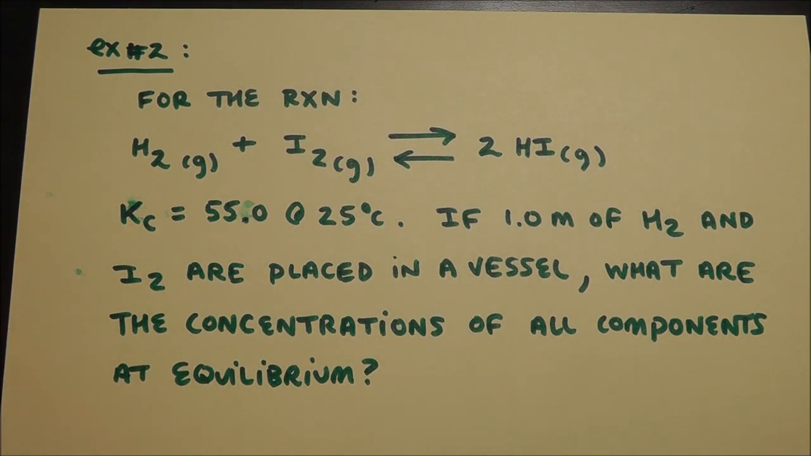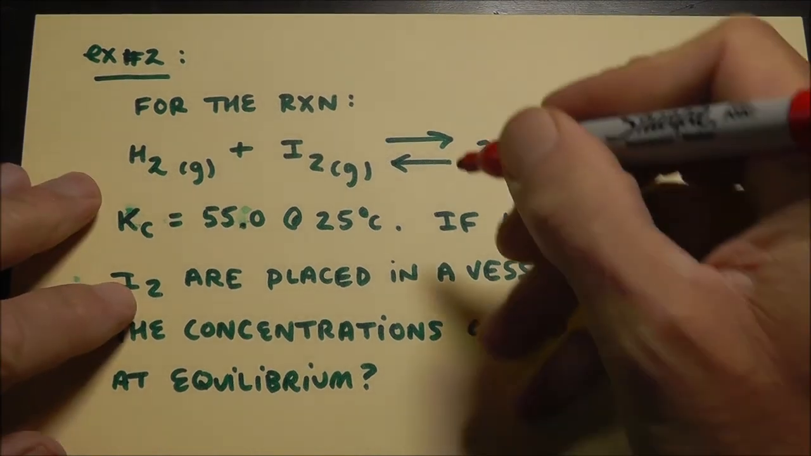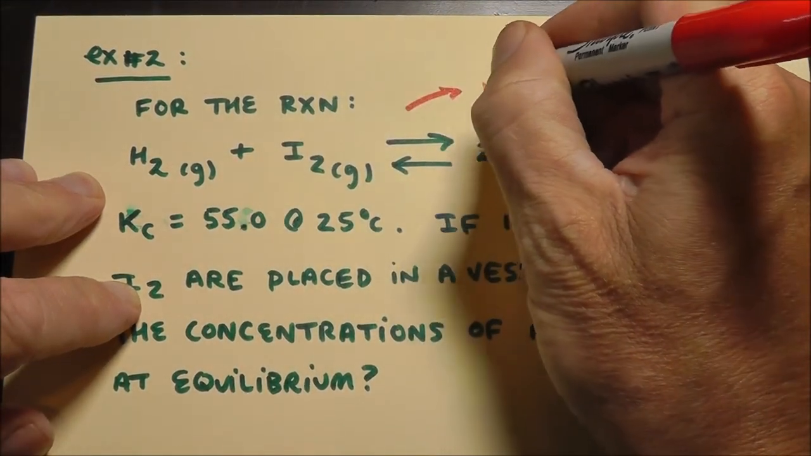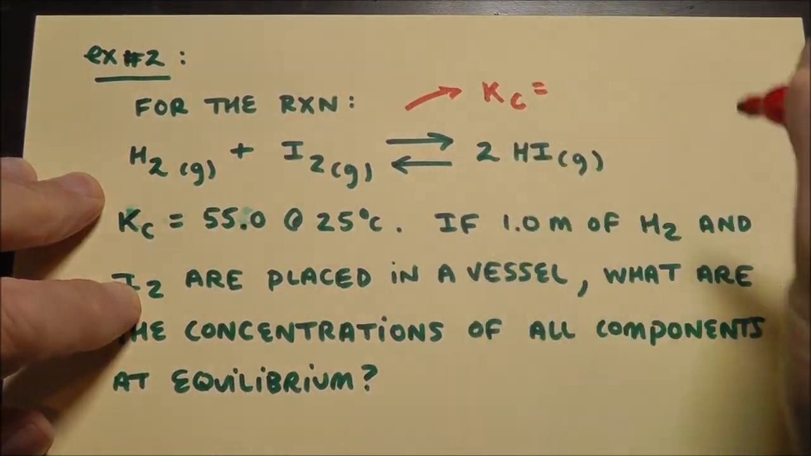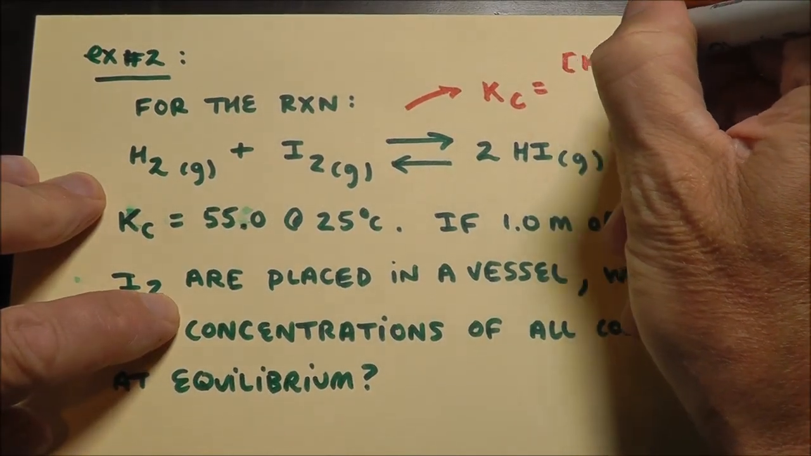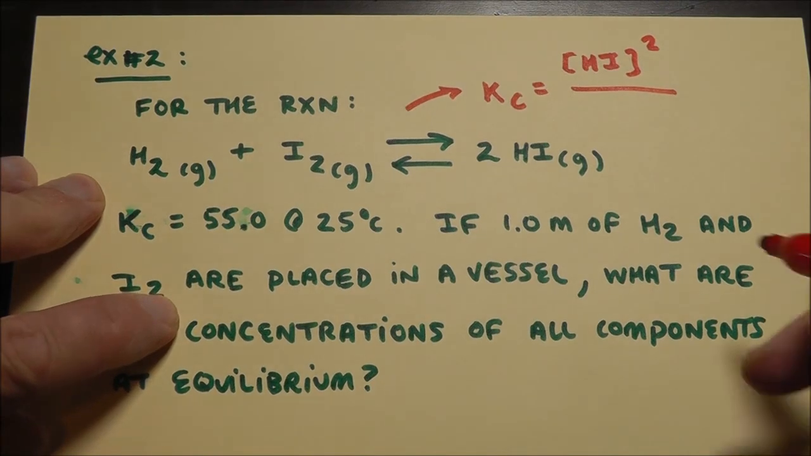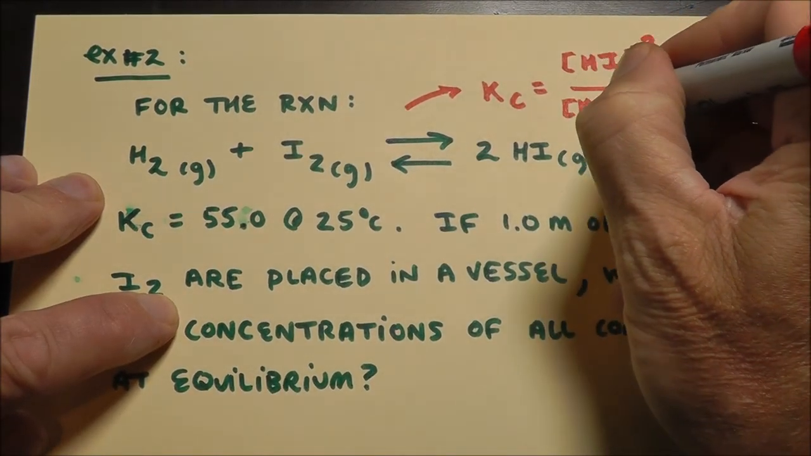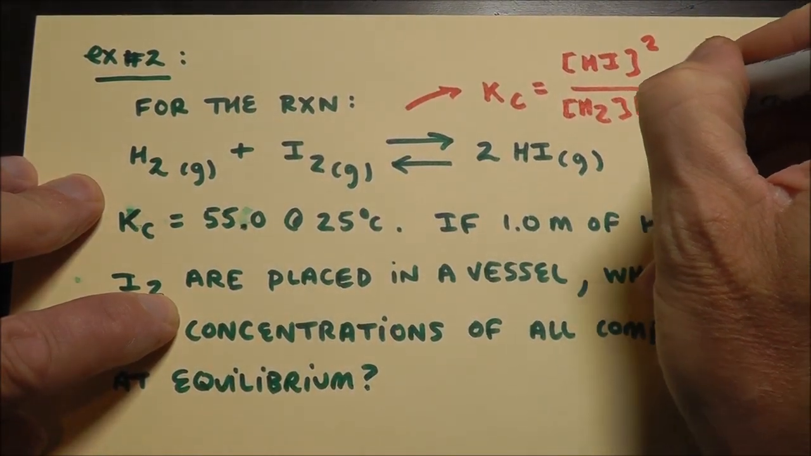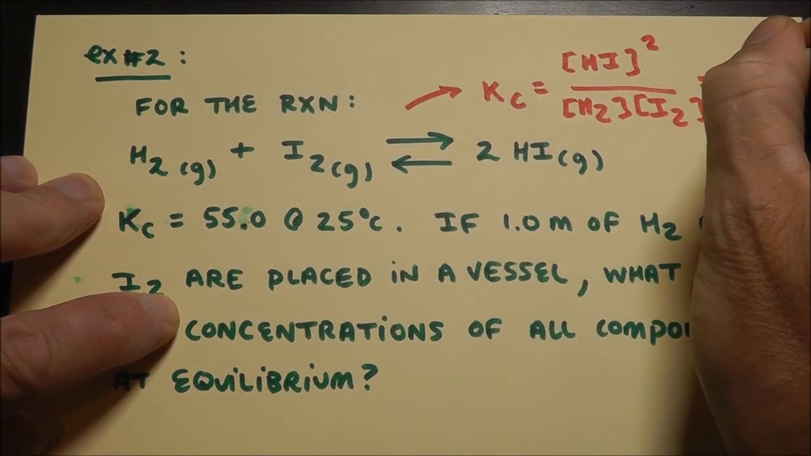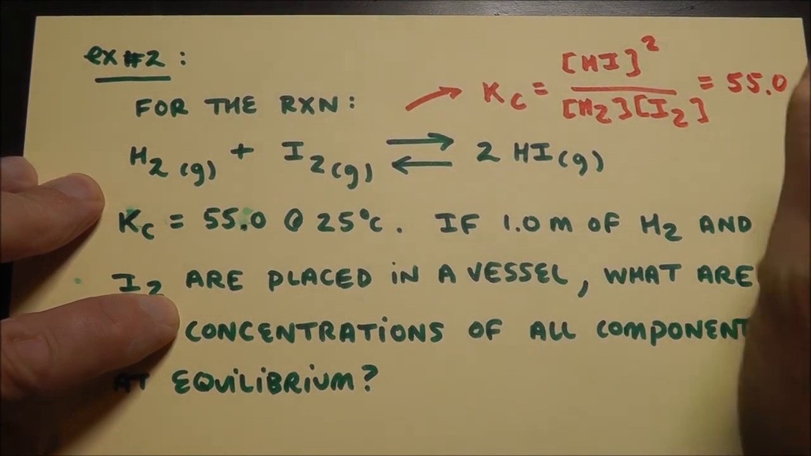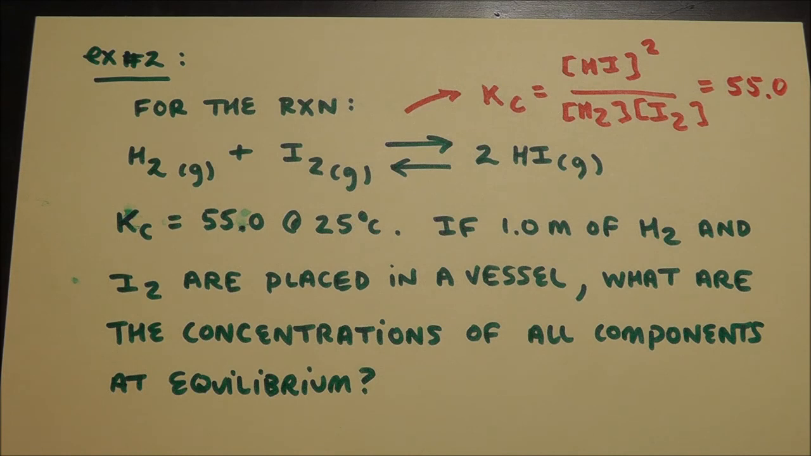So if you need to get started, need to get lubricated, one thing I know I can do right off the bat if I'm given the equation is I can write Kc, that would be HI squared divided by H2 to the first power and I2 to the first power. They're telling us that that 55 is the value of K.